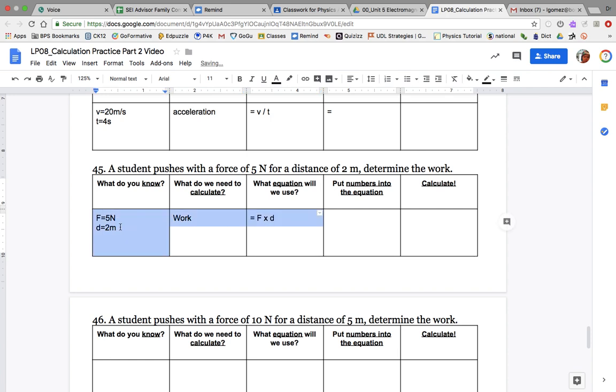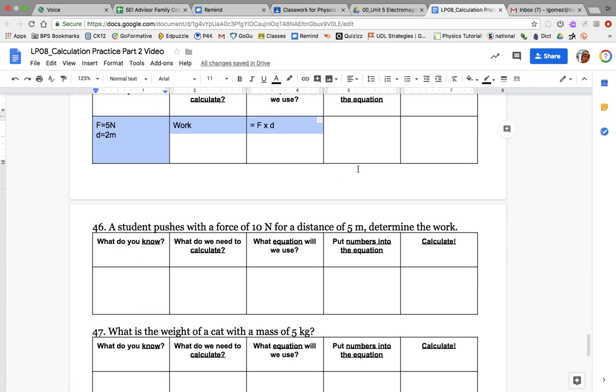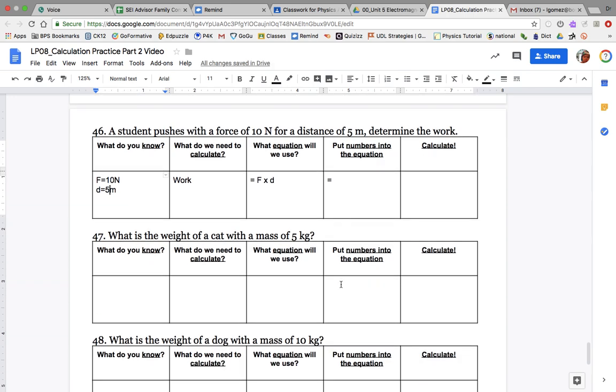Okay, so I'm going to put that here. Just finish that calculation using those numbers. You multiply force and distance. Now we're going to go here and do the same thing because it says a student pushes with a force of 10 newtons, distance of 5 meters, determine the work. So your force is 10 newtons, your distance is 5 meters, calculate the work.